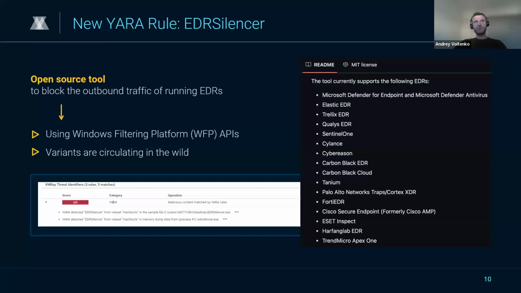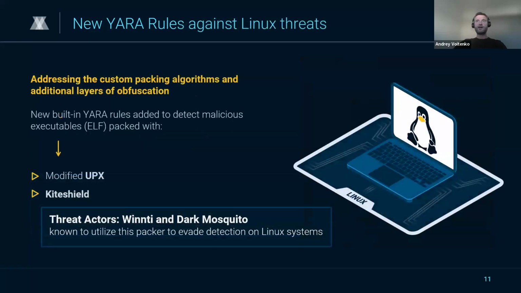Different variants of this tool are circulating in the wild. There are a couple of threat actors who use this utility already to establish better persistence and to evade being detected. So with new YARA rules, we are capable of detecting attempts to use EDRSilencer for these purposes. Finally, we got the support for different modified UPX packed files, as well as the use of Kiteshield to pack the Linux executables. Kiteshield, for example, is pretty often used by VNT and Dark Mosquito. Currently, with new YARA rules, we are capable of detecting such attempts as well.